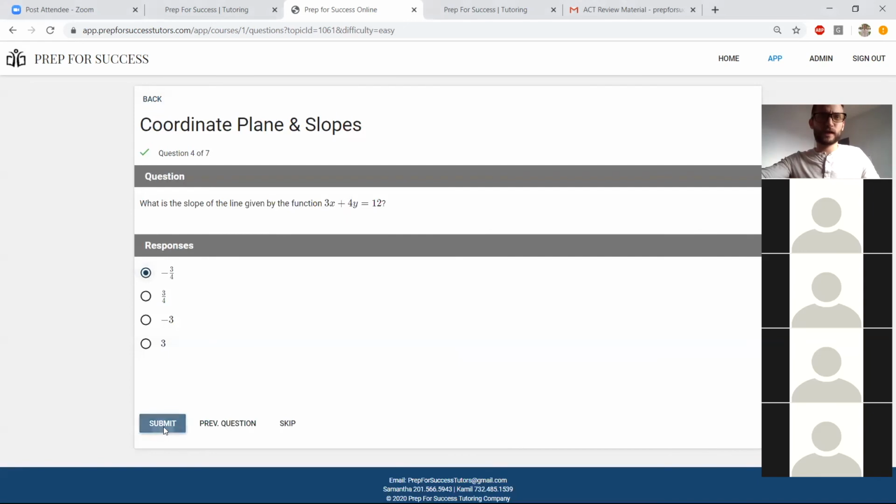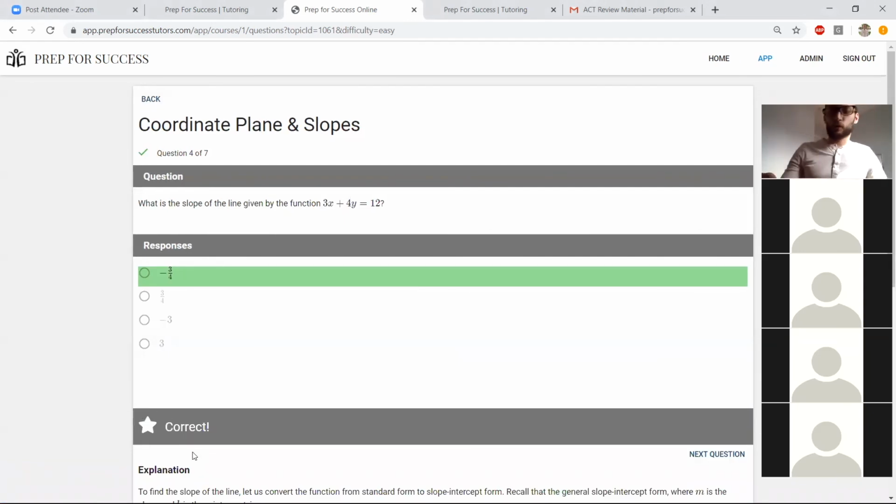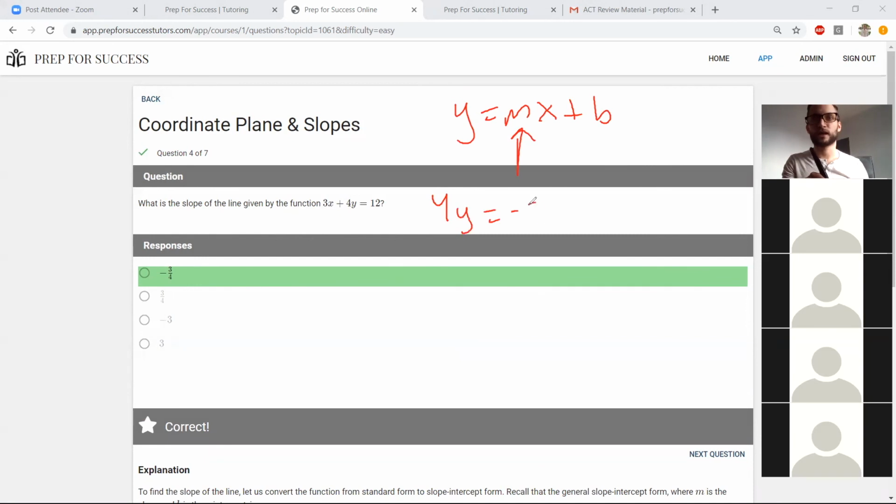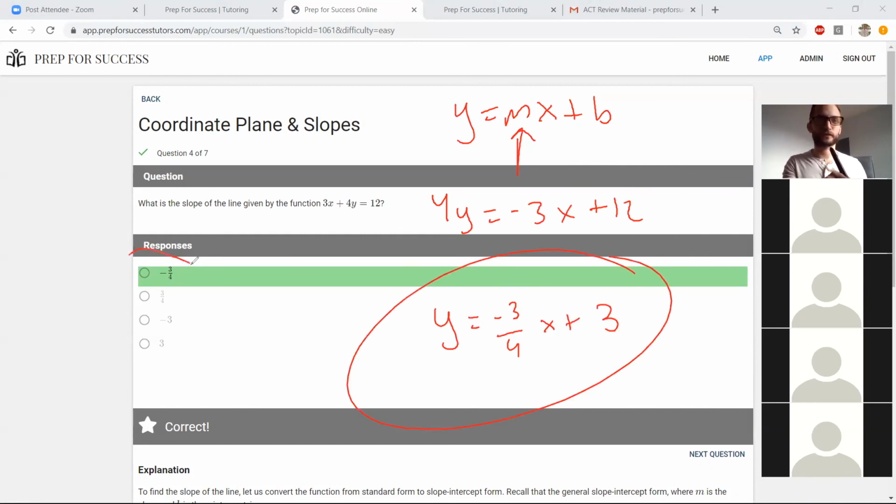Most of you put A, which is -3/4. Very good. It's not just a matter of finding what's next to the x. It's not 3, which nobody here put, which is good. Whenever they give you an equation and you want to find the slope, you need to put it into y equals mx plus b form, and then it's whatever's next to the x. So you move the 3x to the other side and get 4y equals -3x plus 12. Then we divide everything by 4 and get y equals -3 over 4 x plus 12 over 4, which is 3. That's why our answer is -3 over 4, because it's whatever's next to the x. Does that make sense?